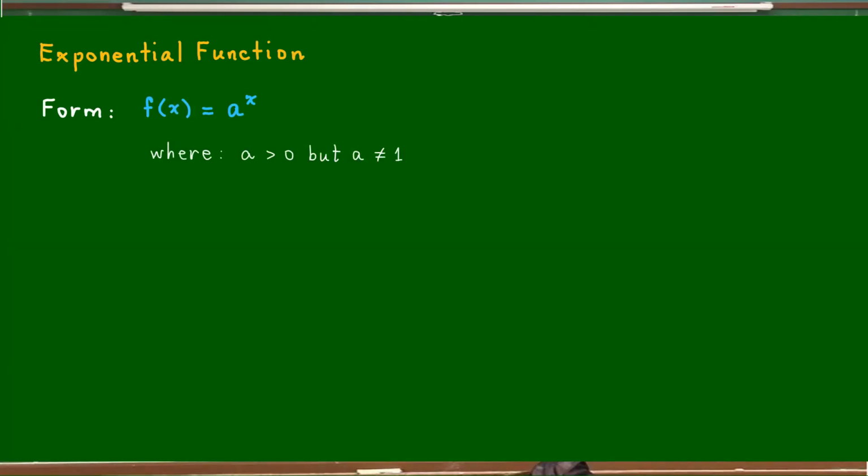For today's discussion, I'm going to talk about derivatives of exponential functions. So let us recall the exponential function. What is an exponential function? An exponential function is a function that takes the form f of x equals a to the x, where a is greater than 0 but not equal to 1. The domain is the set of all real numbers, while the range is the set of positive real numbers.